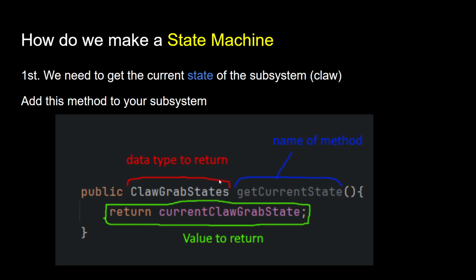Inside of your subsystem, you should create a method to return the current state of the claw. I called it get current state because when the teleop calls on this function, it would get the current state of the claw. So this is what it returns. You'll see how this works when I actually show it. And this is the data type. It's the states of the claw, what it can be, and this is what it will return.